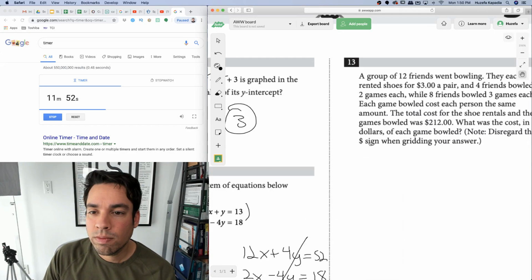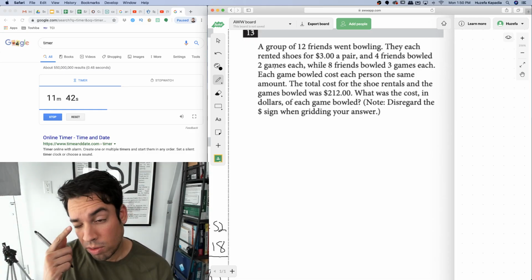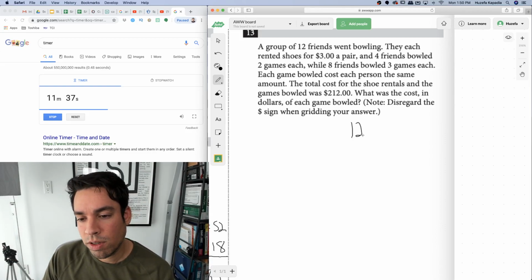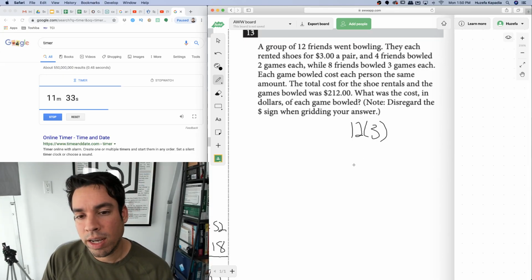Numero 13. A group of 12 friends went bowling. They each rented shoes for $3 a pair. Okay, so 12 times 3, right? They all rented shoes. 4 friends bowled 2 games.